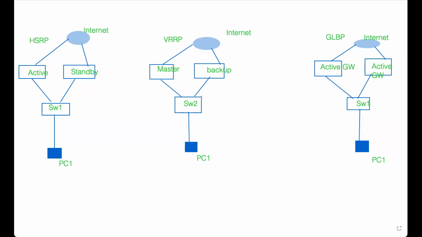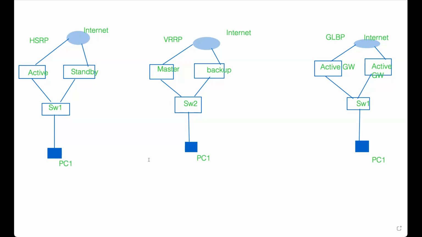In this case, guys, PC1 is trying to go to the internet. The topology of the networks is the same, but the protocols we are using for redundancy are different in each case. The naming conventions are different. In HSRP, it is called active and standby. In VRRP, it's called master and backup. In GLBP, it's called active gateway and active gateway, because GLBP does load balancing between these two.